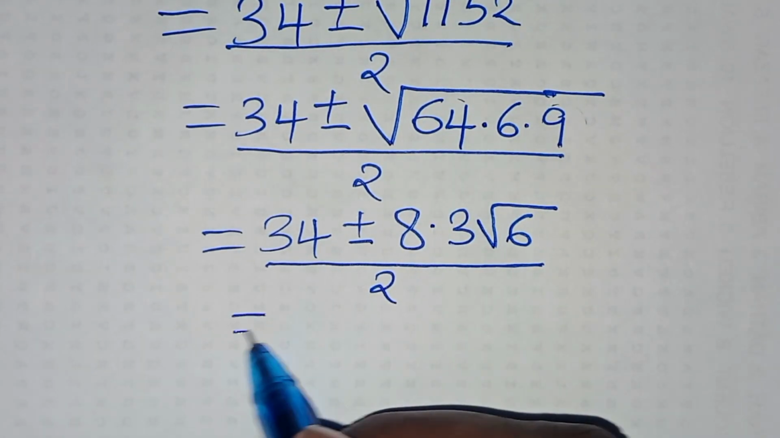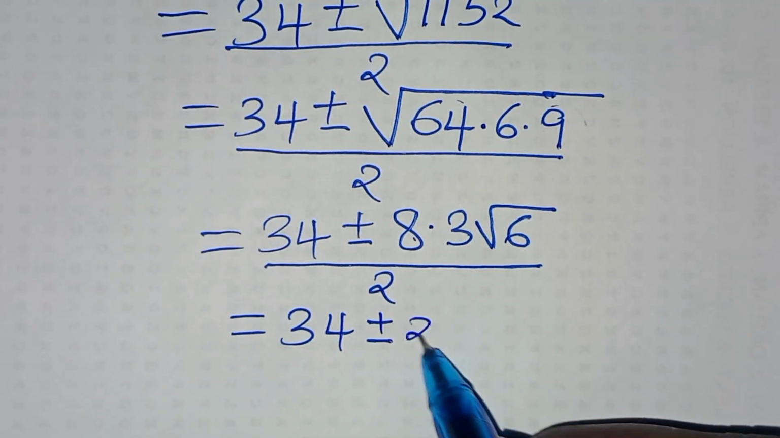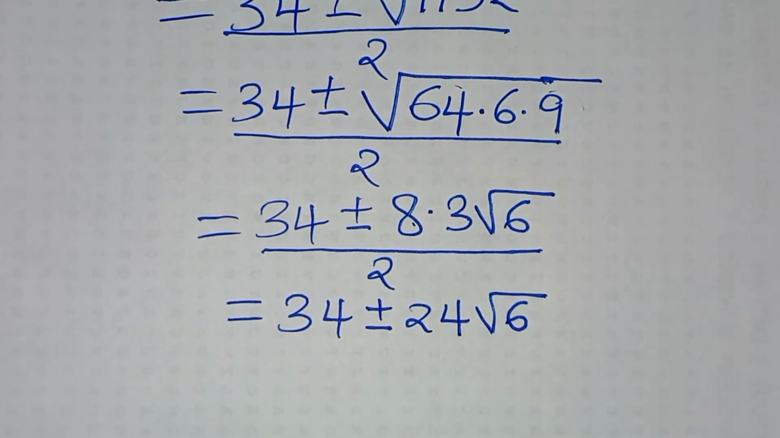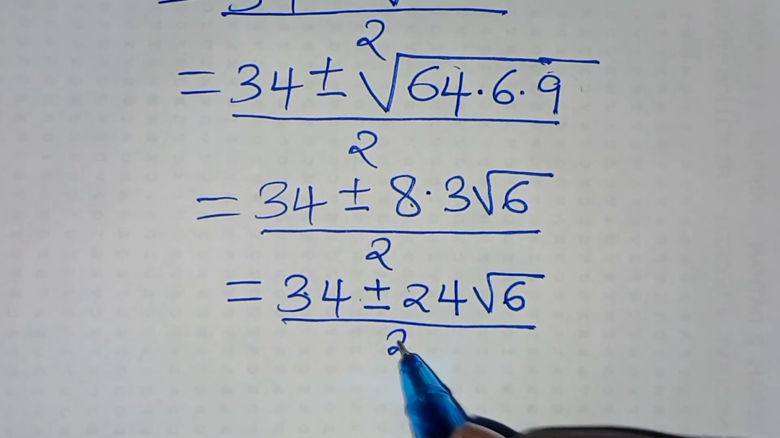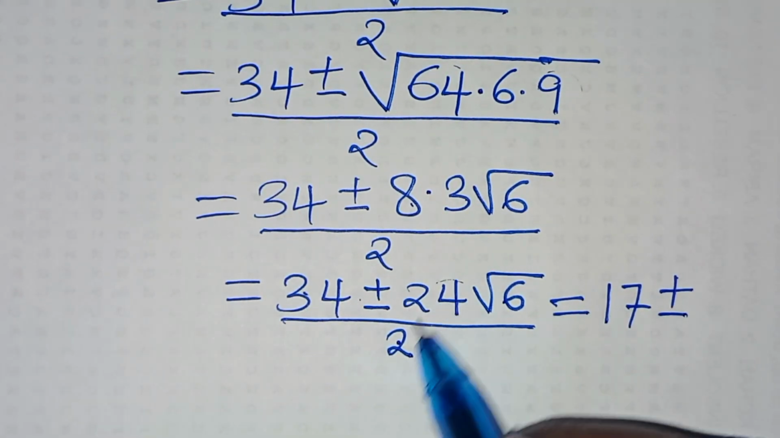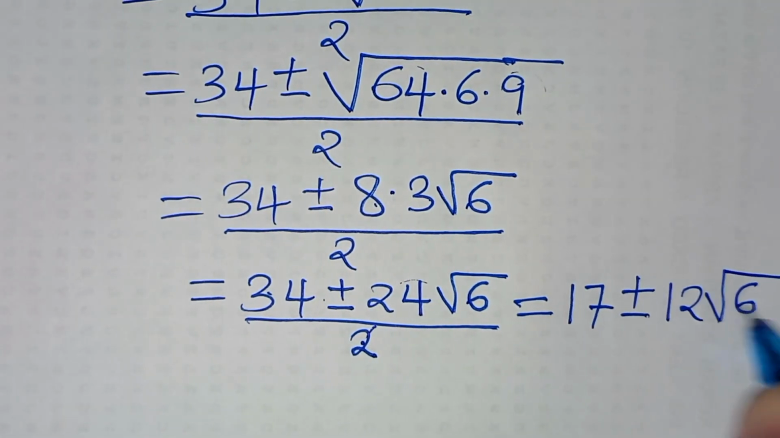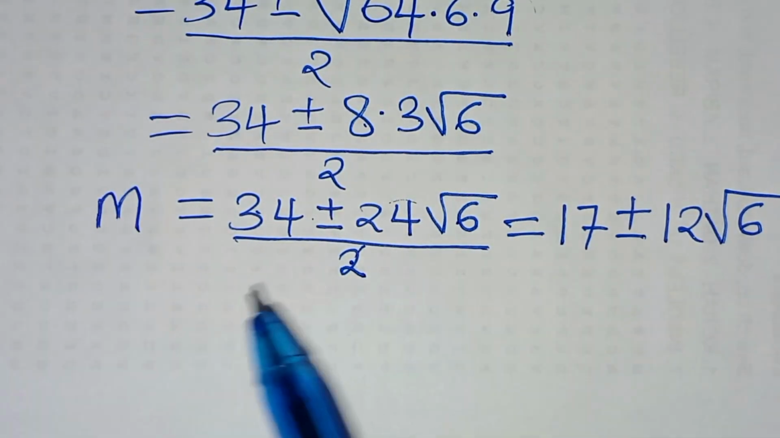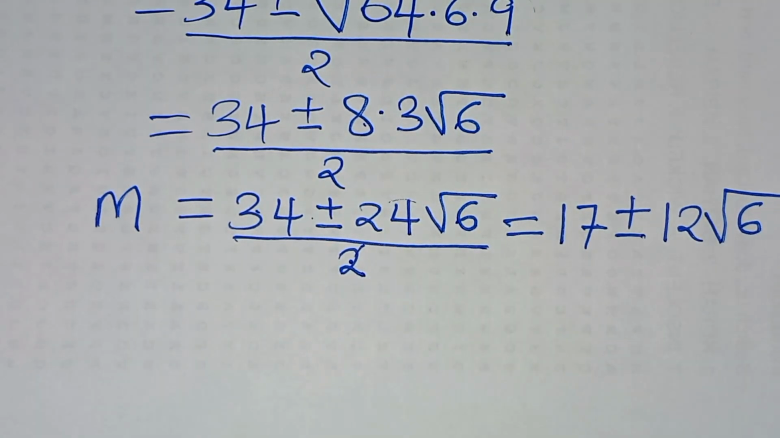So this implies we have 34 plus or minus 8 times 3, which is 24, times the square root of 6. Let's divide both terms by 2, so that 34 divided by 2 is 17, plus or minus 24 divided by 2, which is 12, square root of 6. And you find that m is equal to 17 plus or minus 12 square root of 6.